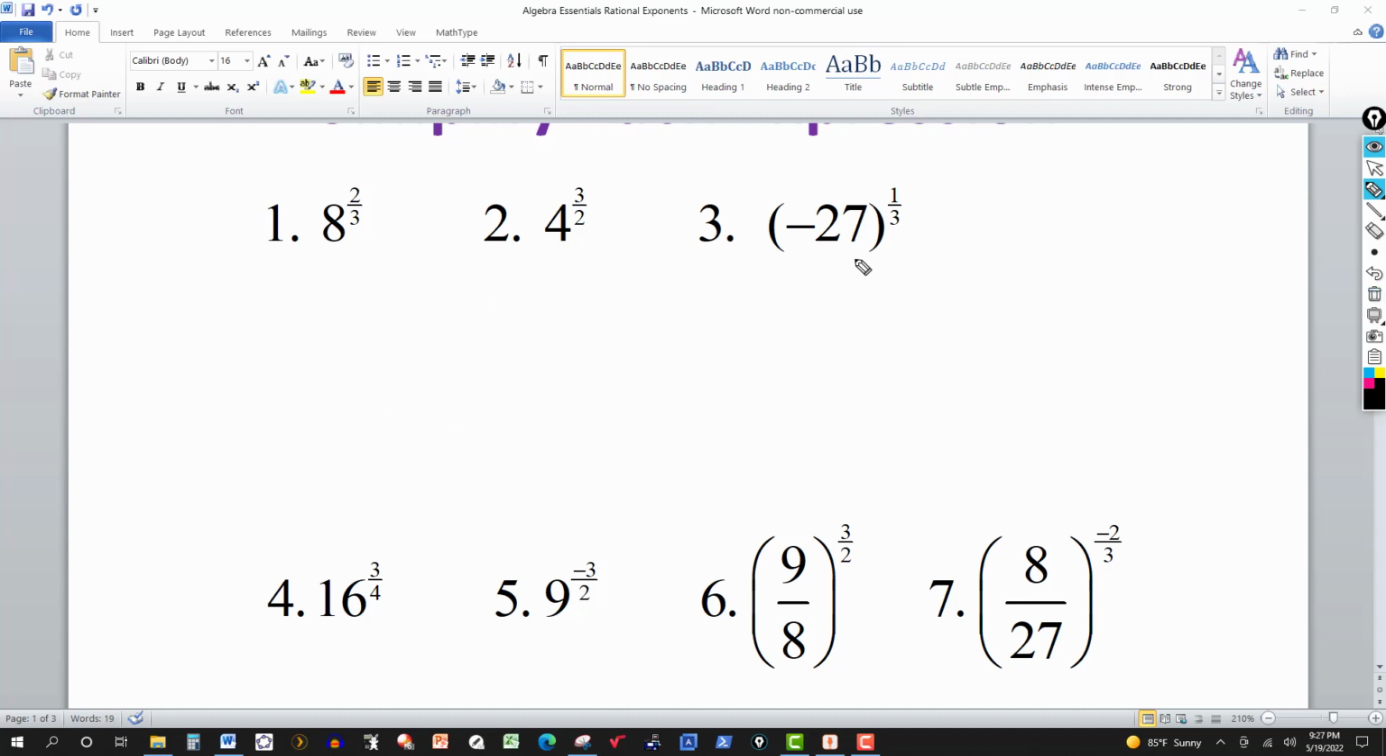Okay, go to the third one here, negative 27 to the 1/3 power. Now this one again, I could use powers, but I'll just write that as the cube root of negative 27. Negative 3 to the 3rd is negative 27. So not much to do here. That's negative 3.